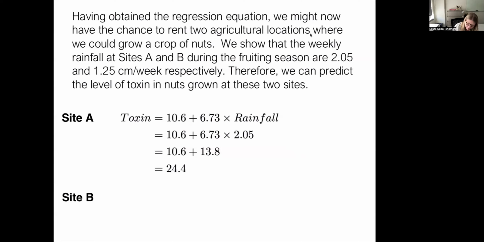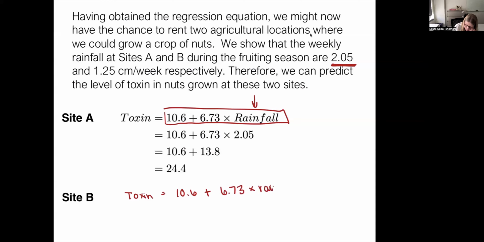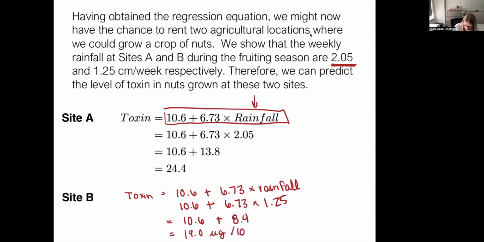Likewise, if we wanted to do site B, toxin, we're going to start with that same model, 2 plus 6.73 times rainfall. And this time we're going to replace rainfall with 1.25. 7.6 plus 8.4. So our predicted toxin in the second site would be 19 micrograms, remember, per 100 grams.